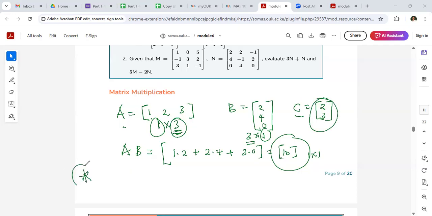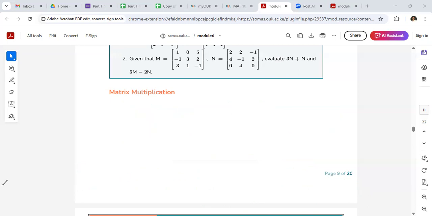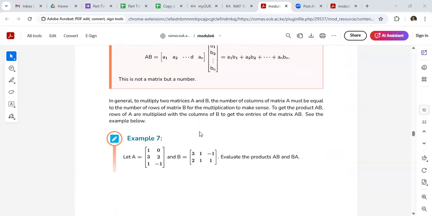So please take, for matrices A and B to be conformable for multiplication, if the number of columns, and ordering is important, the number of columns in A is equal to the number of rows in B. So that is the first thing we need to establish. If they are not, then the two matrices are not conformable for multiplication.